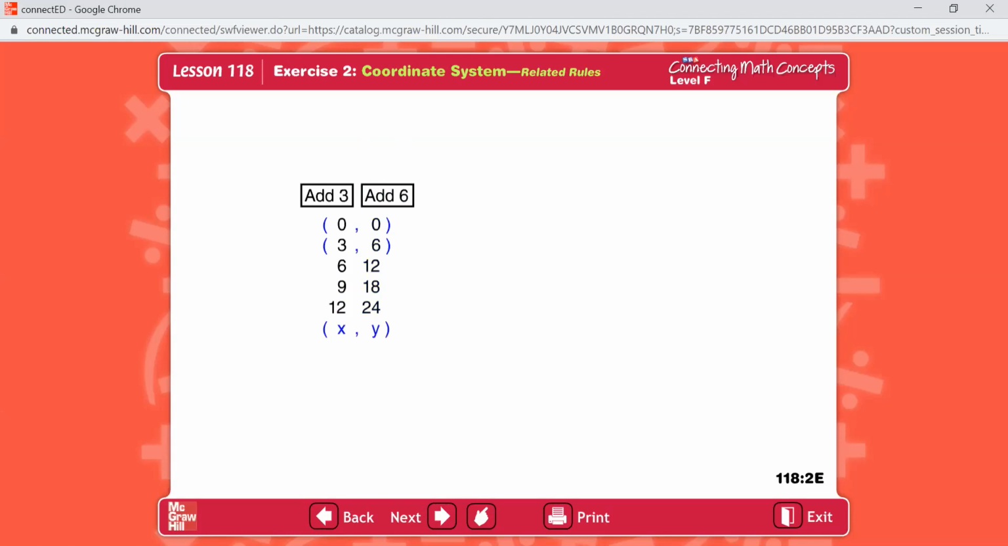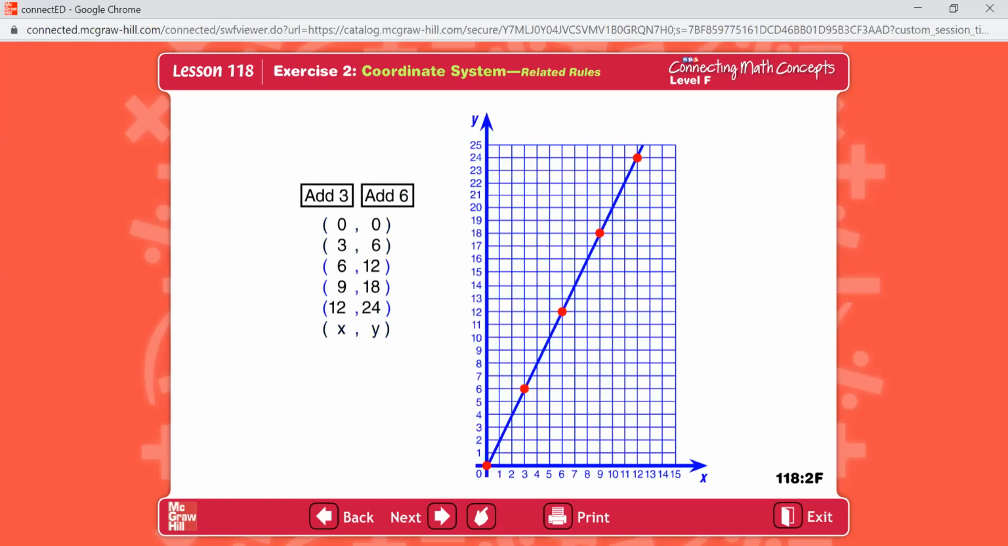The x and y coordinates for the first point are 0, 0. The x and y coordinates for the next point are 3, 6. The coordinates for the next point are 6, 12. Then 9, 18, 12, 24. Here's the line with the points shown.